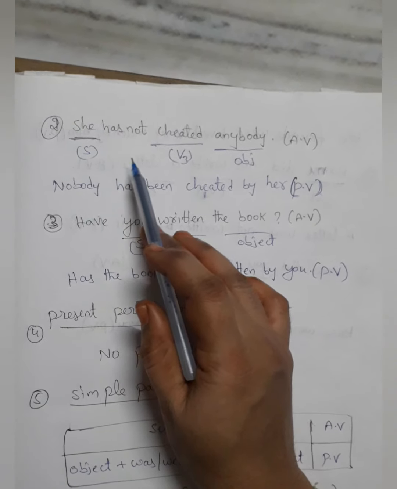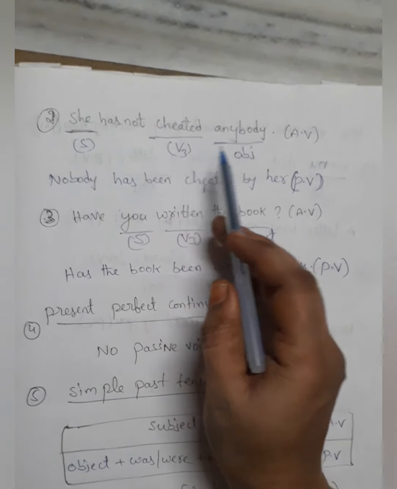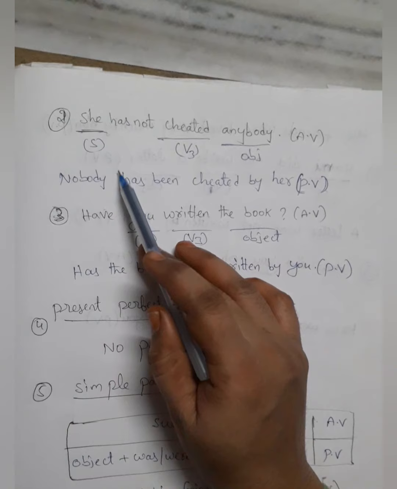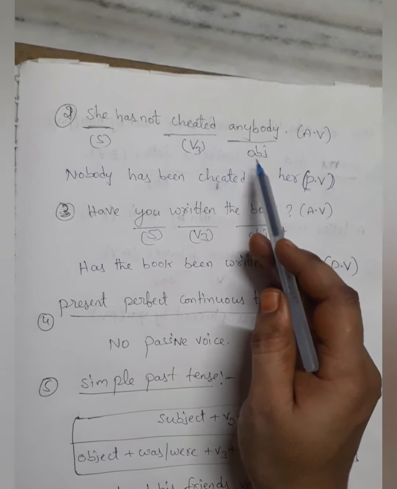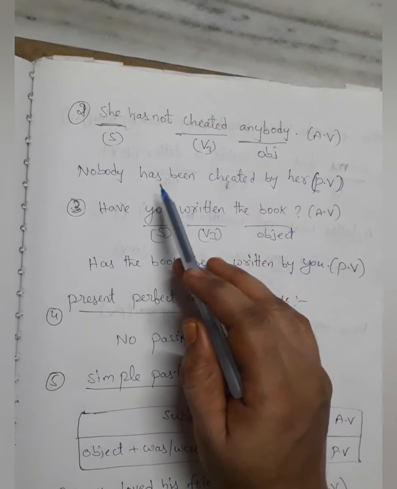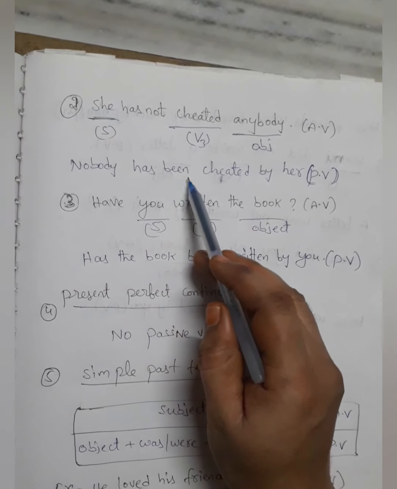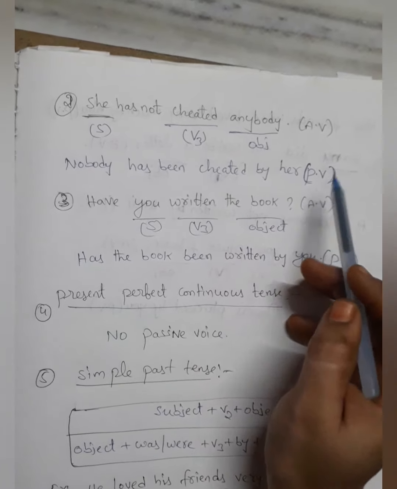The next example, she has not cheated anybody, active voice. Here she is the subject, cheated is the V3 form, anybody is the object. Whenever you come across anybody, somebody like that, you will write nobody. Nobody has been cheated by her. It's a passive voice.